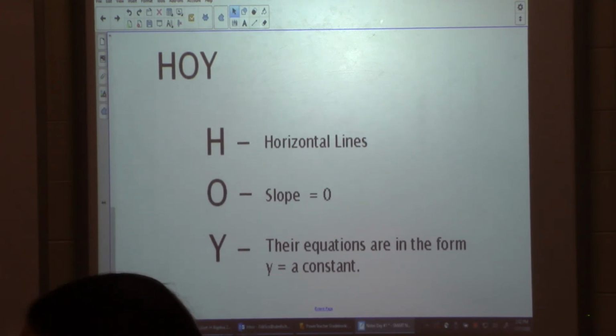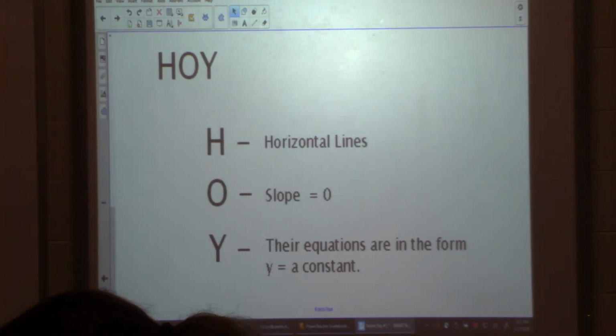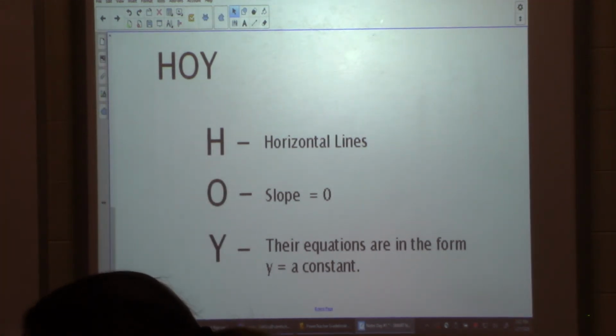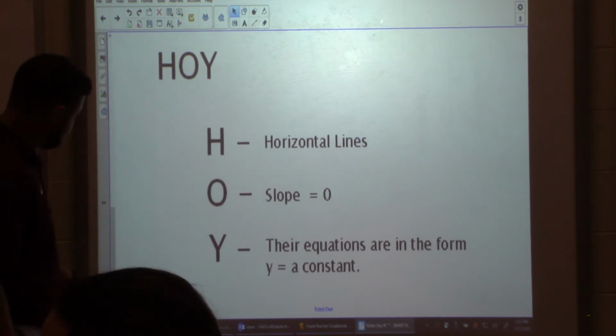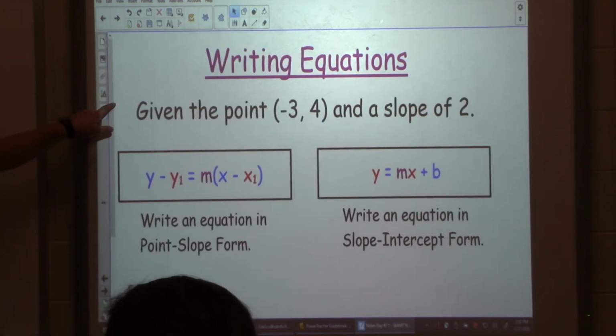Alright. Any questions about horizontal, vertical lines? You have a chance to write it down? Good? Okay. Writing equation.